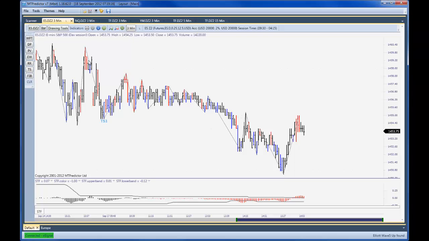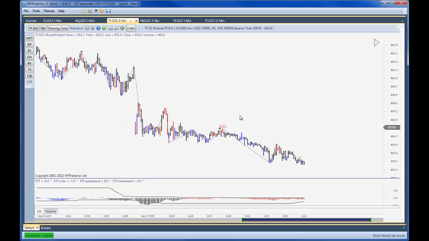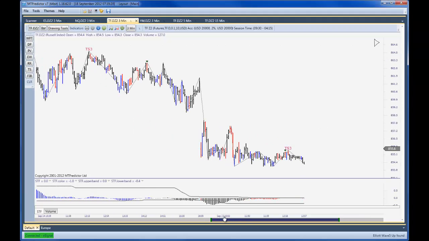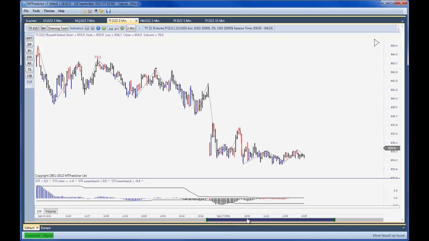However, there was one market that probably stands out as probably the best out of the four USE minis, and that was the Russell Index, which is this one here. So I'd like to have a look at this, particularly the TS3 sell that unfolded yesterday, and then also the TS3 sell that unfolded on Friday, particularly this one here because it was against a blue STF.